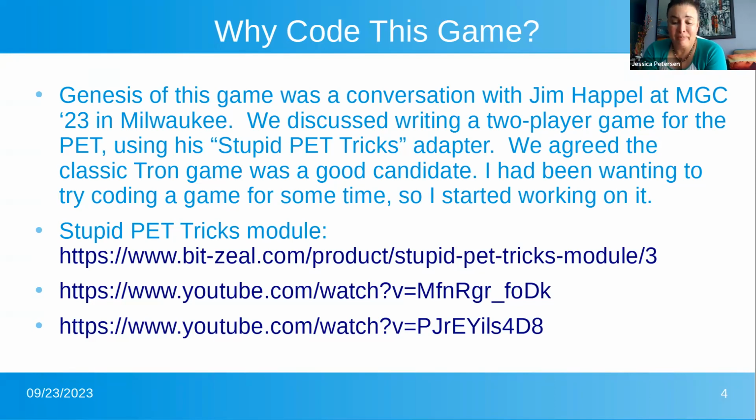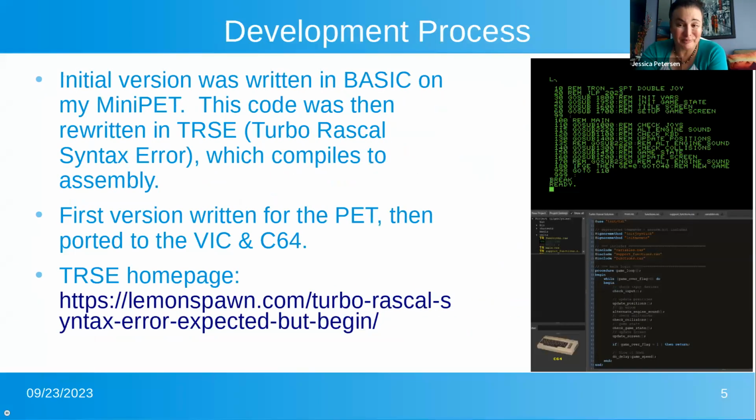So I started writing this game in BASIC. And of course, it was very slow when I finished writing it. So I started looking at ways that I could make it run at a reasonable speed. I looked at compiling my BASIC program and found that there weren't really great solutions for that. So I determined I would rewrite the game in a language called Turbo Rascal, or TRSE. This is a more modern language. It's a cross compiler, which creates assembly code, and it's very similar to Pascal.